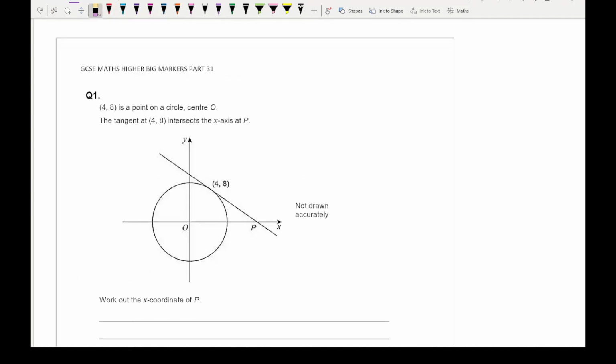So let's get started on question 1. Question 1 reads: (4, 8) is a point on the circle with centre O. The tangent at (4, 8) intersects the x-axis at P, and the question is asking us to work out the x-coordinate of P. So let's have a look at this particular question.